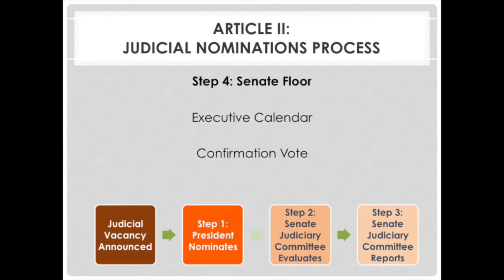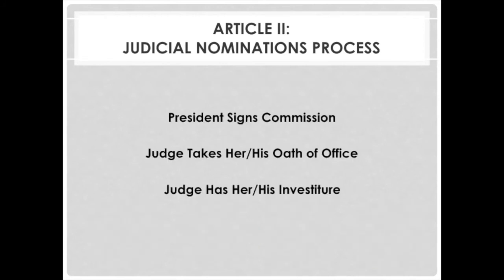So then we get to the 4th step of the process, which is where the full Senate has the opportunity to review that nomination. That nomination, once it's reported out of committee, gets put on the Senate's executive calendar. Often at times, the nominee may be waiting a significant amount of time for that Senate floor vote to finally happen. But once it does, and if it is done so favorably, they are confirmed. What happens then is that the president would sign the commission, then that nominee would become a judge, and he or she takes his or her oath of office, and then they have a ceremony called an investiture, where they are then able to serve on that district or circuit or Supreme Court.